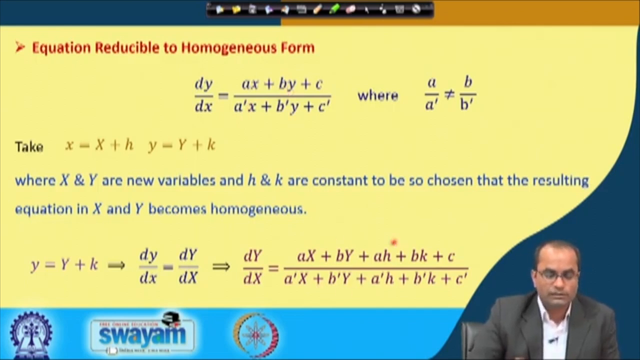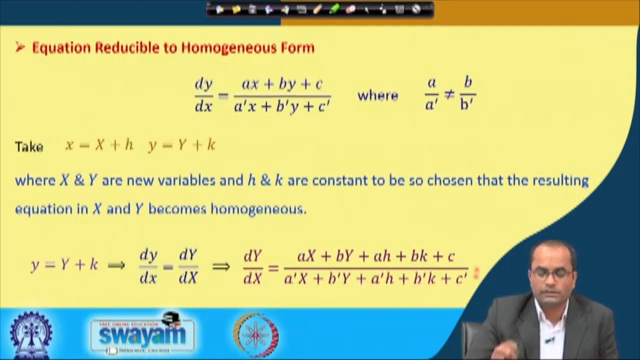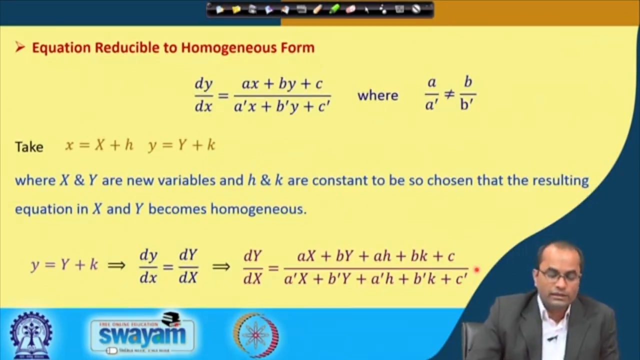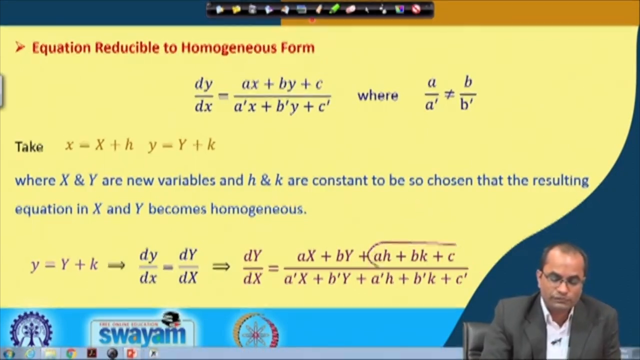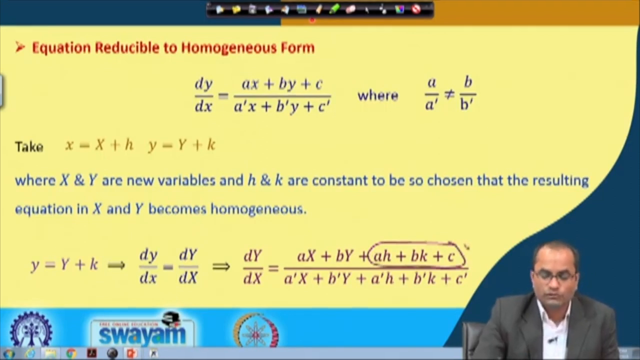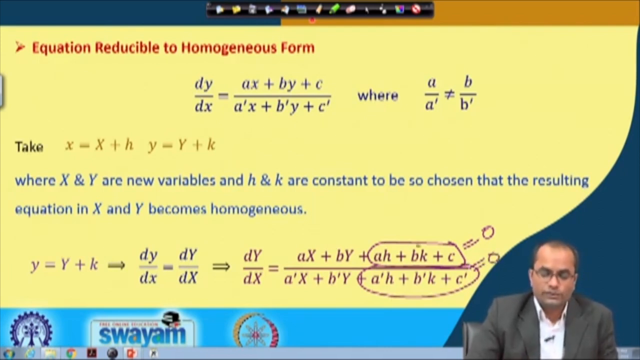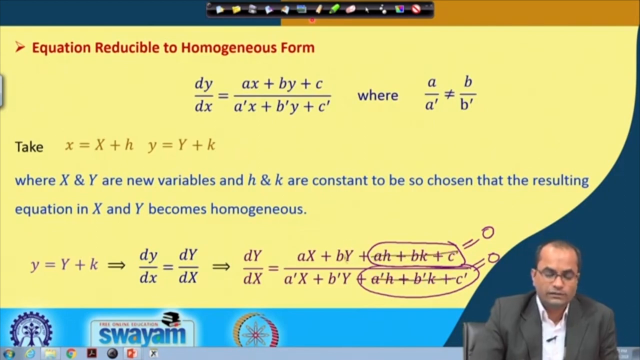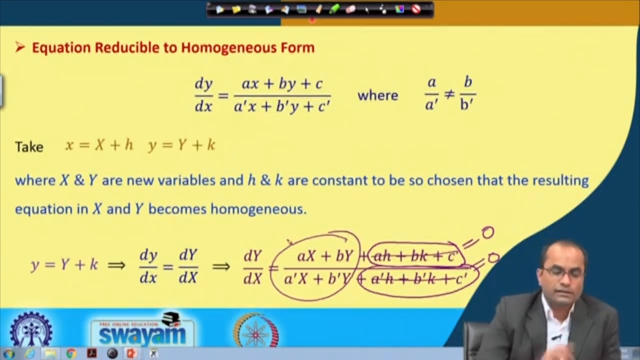So the new expression will again be in terms of X and Y, but then we also have a h plus b k plus c, and a prime h plus b prime k plus c prime. Now the idea is that we need to choose h and k so that both of these become 0. Once we have chosen h and k so that these two expressions vanish, our equation will become a homogeneous equation, and that is the aim here.